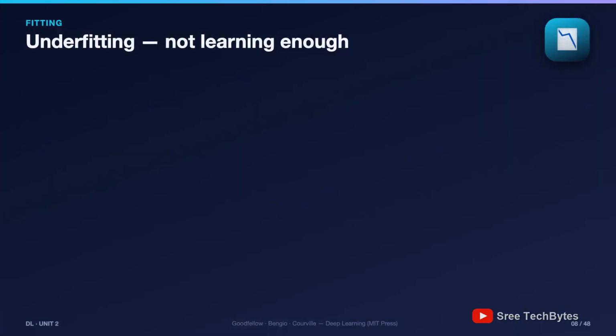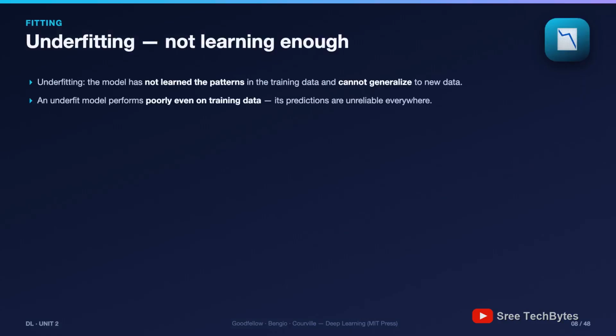Failure mode number 2: underfitting, the mirror image. An underfit model hasn't learned the patterns even in the training data. And that's the diagnostic tell. So let me highlight it. Underfitting is bad everywhere: bad on training data, bad on new data. Overfitting is good on training, bad on new. One check of the training score tells them apart.